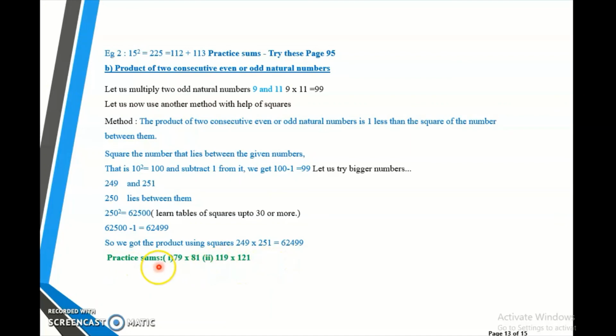Try these practice sums, 79 into 81 and 119 into 121, to get a better idea of these properties.